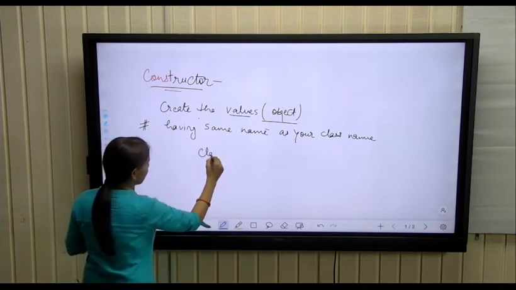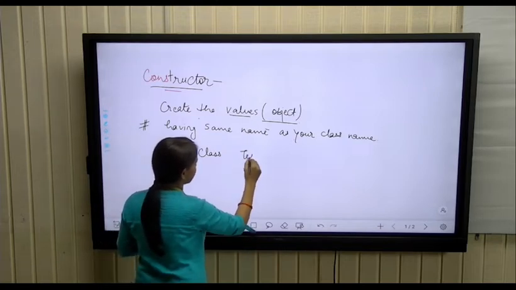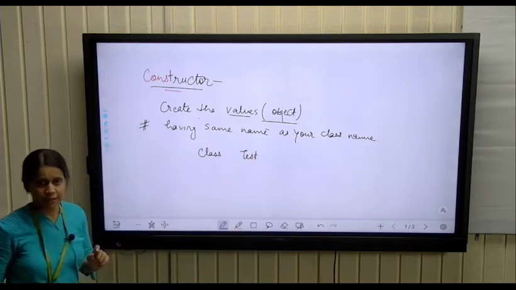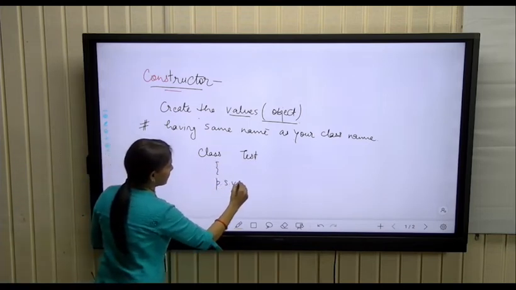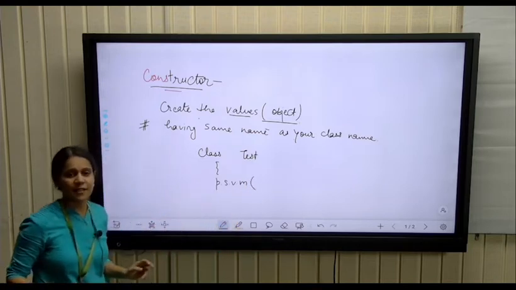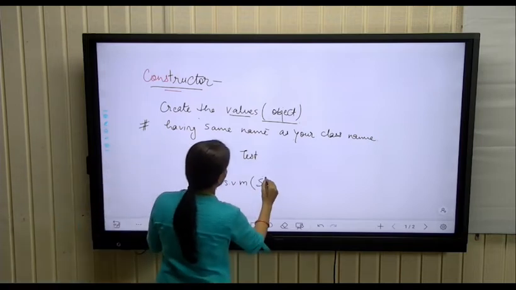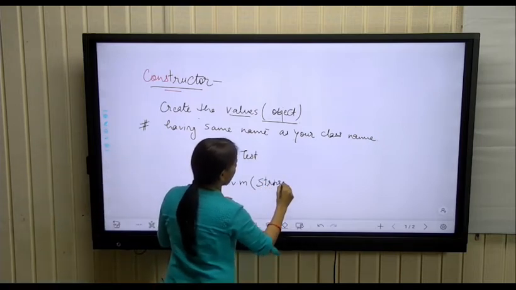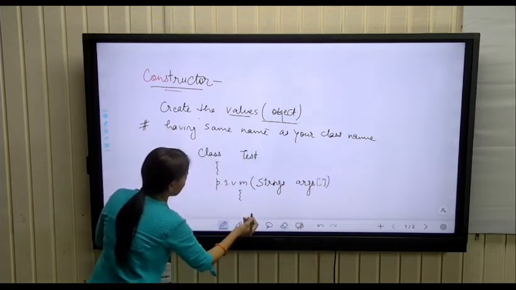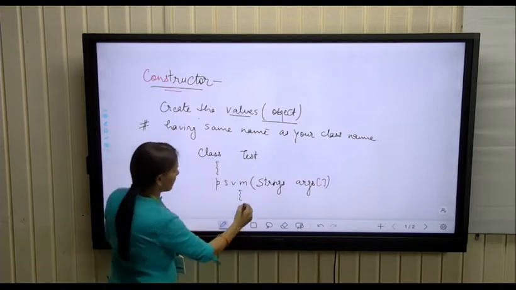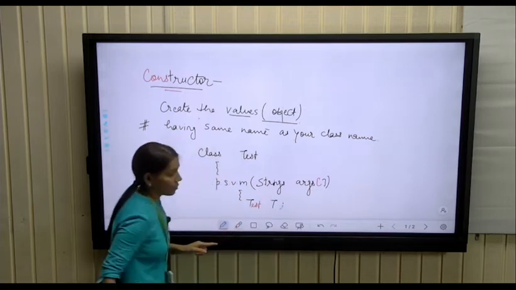suppose I am taking here a class named Test, right? This is your class. Now I'm creating the object of this class in public static void main, or in the main function. So this is the procedure to create the object. I'm taking here that class object, the T is your object, right?